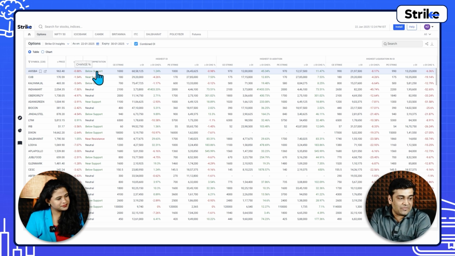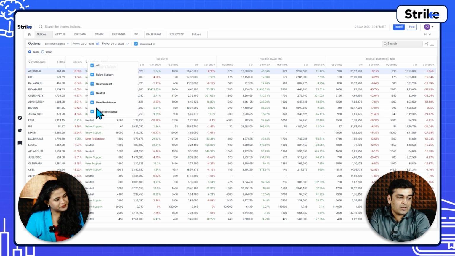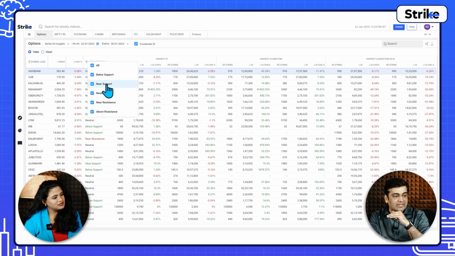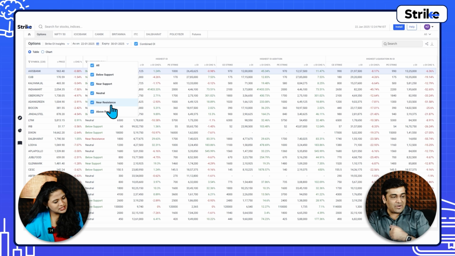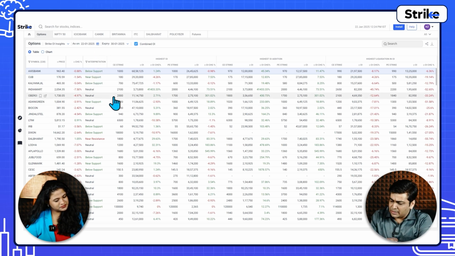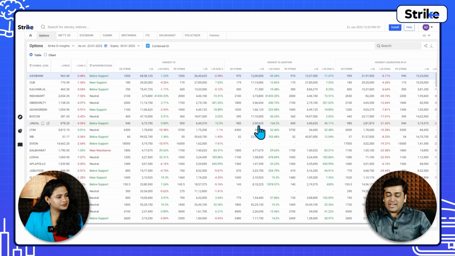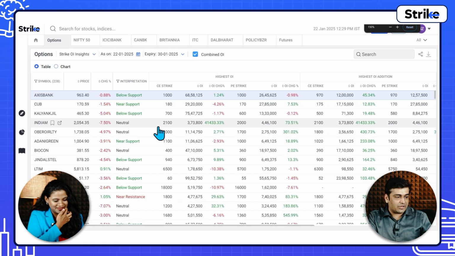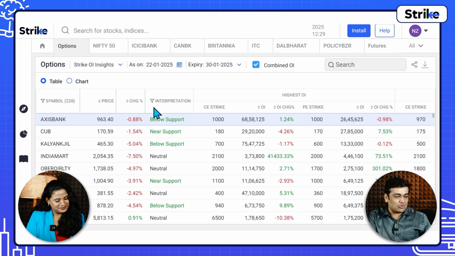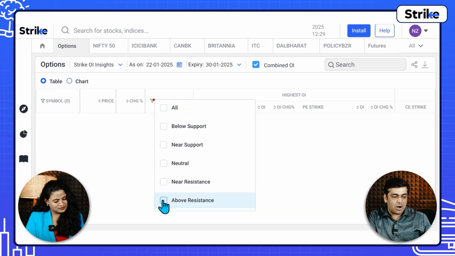Correct. All right. Then we have below support, above resistance. Yes. Then we have near support and then near resistance. All right. So how to trade all these things? Let me start off with a bullish interpretation. Let me also zoom this a little bit so that you can look at it clearly. I could see your eyes getting strained. So let me zoom this and I'll change the interpretation. I'll remove all and I'll say above resistance.